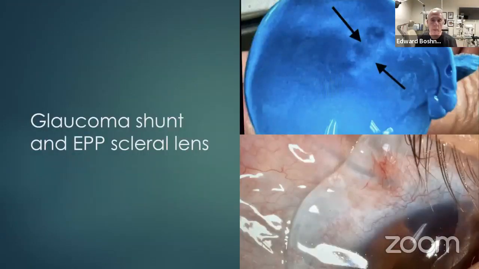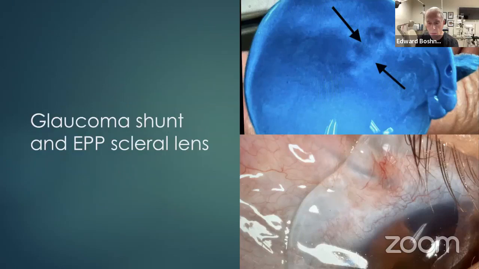Here's another patient with a glaucoma shunt. This time the shunt was around 11 o'clock, and you can see the outline of the shunt. But look at the EyePrint Pro, the impression that we took. You can see the outline of the glaucoma shunt in the impression, and the resultant EyePrint Pro scleral lens vaults over this patient's eye.